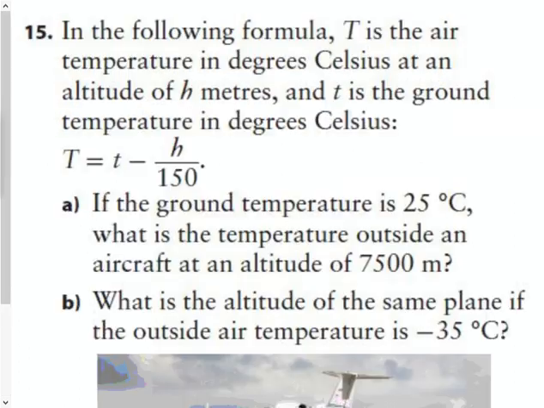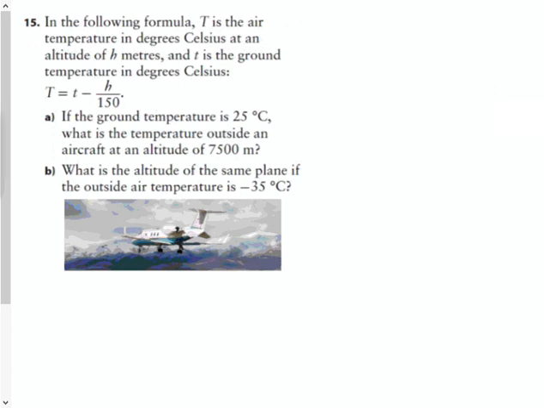And our last question is actually kind of an easy question as well because it gives you the formula. 14 was actually the hardest question, even though 15 is after 14. It's usually harder the higher the number of the question. It says in the following formula right here, T is the air temperature in degrees Celsius at the altitude of h meters, and t is the ground temperature. So what this means is, I'll draw a picture.